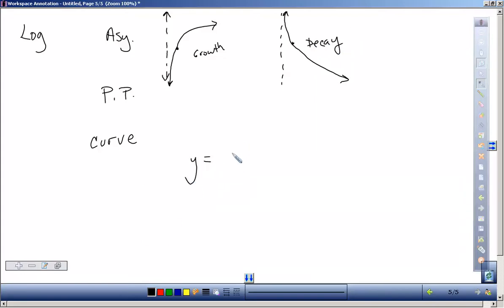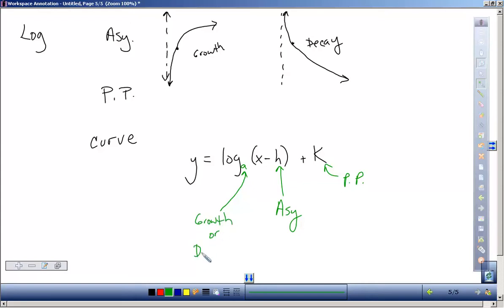As far as your equation is concerned, if we have y is equal to log of x minus h plus k, h and k are going to kind of switch places this time. So if k was the asymptote last time, this time h is going to be the asymptote. K this time, instead of being the asymptote, is actually going to be the pivot point. Your base, whatever your base is here, your base is still your base, and so that's still going to tell you whether it is growth or decay.